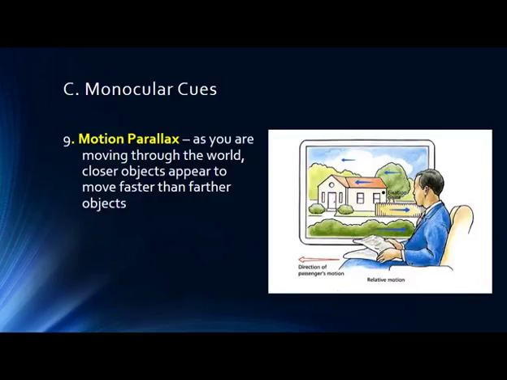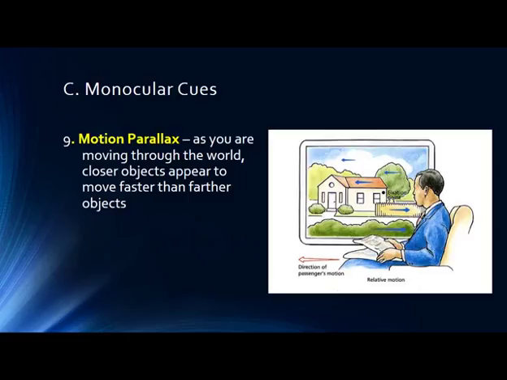Another very interesting depth cue is what's called motion parallax. As you're moving through the world, closer objects appear to move faster than farther objects, and they tend to look like they're moving in different directions. So as you're, I'm assuming this guy's on a train, why it's going down the middle of the street, I'm not sure. But things that are very close are moving by in this direction, whereas things that are further away appear to be traveling in the same direction as you are because they're further away. That's why it's called motion parallax.